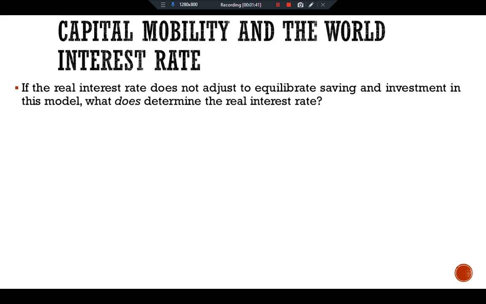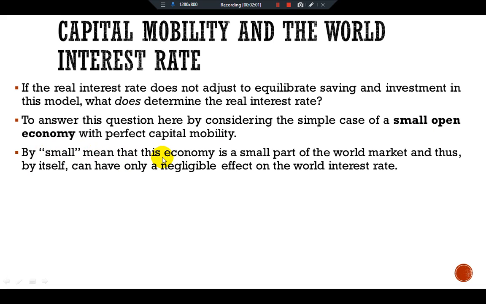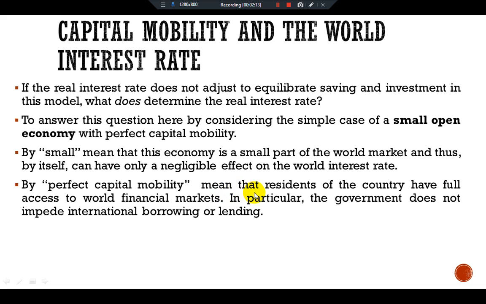Okay, if the real interest rate does not adjust to equilibrate saving and investment in this model, what does determine the real interest rate? To answer this question, we begin by considering the simple case of a small open economy with perfect capital mobility. By small, we mean that this economy is a small part of the world market, and thus by itself can have only a negligible effect on the world interest rate. By perfect capital mobility, we mean that residents of the country have full access to world financial markets. In particular, the government does not impede international borrowing or lending.